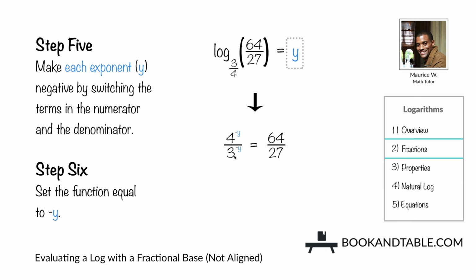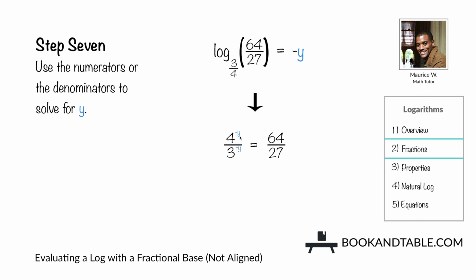So that will lead to us having 4 to a power of negative y over 3 to a power of negative y. And since we now switch the exponent or the power from positive y to negative y, we want to set the function equal to negative y now. So we have log of base 3/4 of 64/27 is equal to negative y. And now by switching y to negative y, step 7, we can use the numerators or the denominators to solve for y.